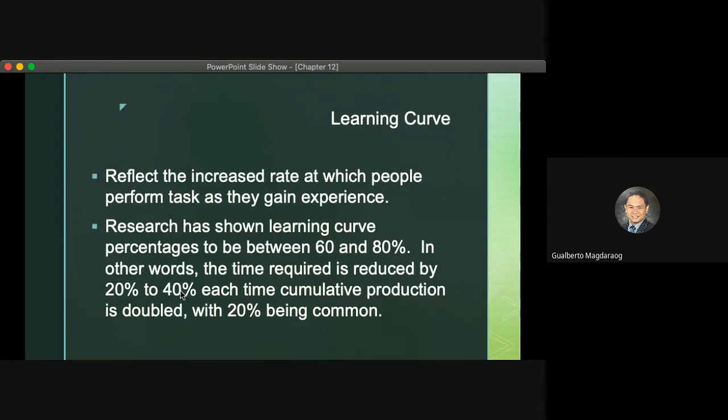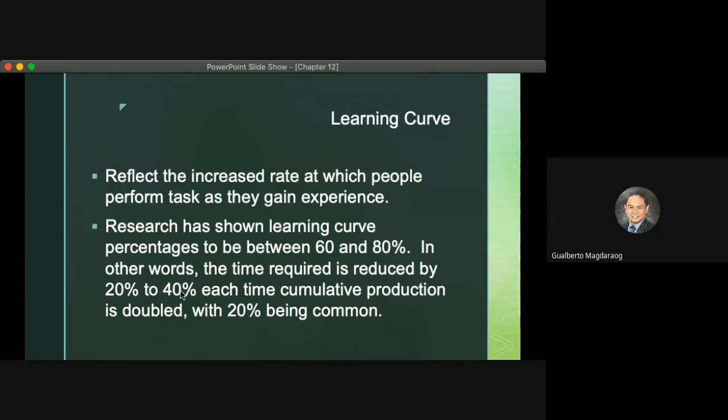So first time mong gumawa, medyo matagal. Maybe you spent an hour. The second time na ulitin mo siya, hindi na siya 1 hour. It will be reduced by 20%. And that is, ilang minutes yun? Instead of 60 minutes, magiging 48 minutes. Tama ba? 48 minutes. Mas mababa na ng 20%. So kung dinoble mo pa uli, ganun uli. Bababa pa uli siya ng 20%. And so on and so on. Okay, that's the learning curve.